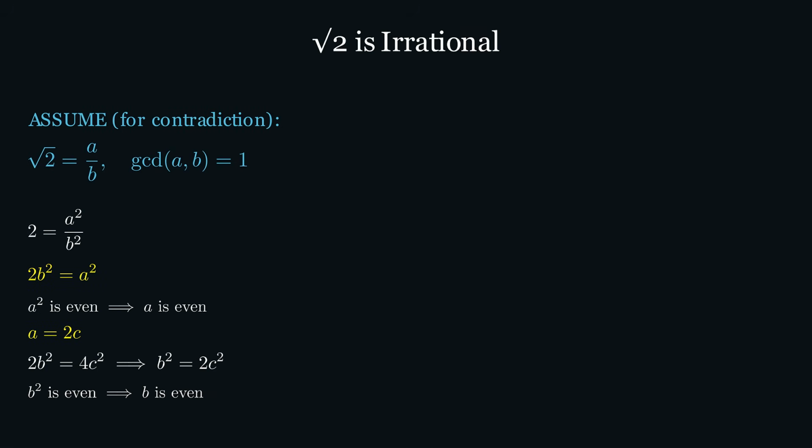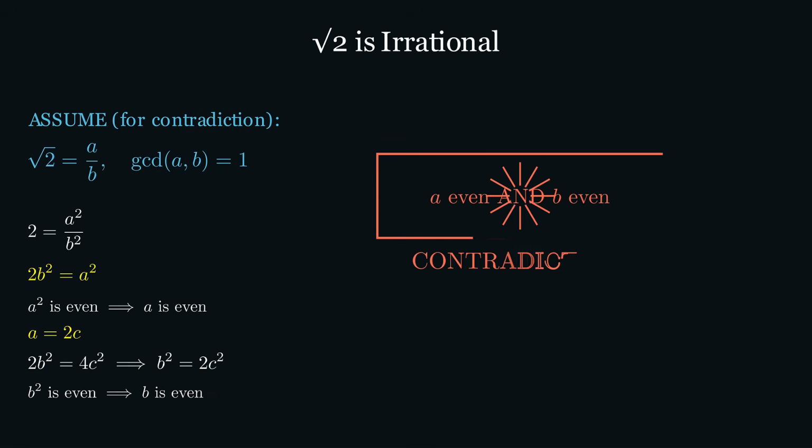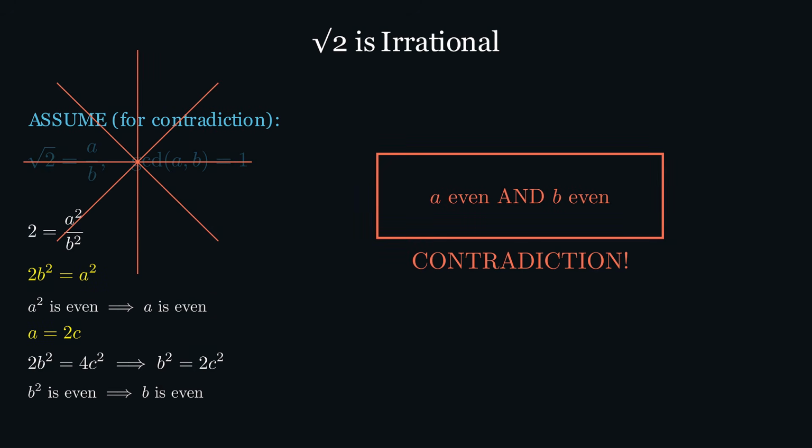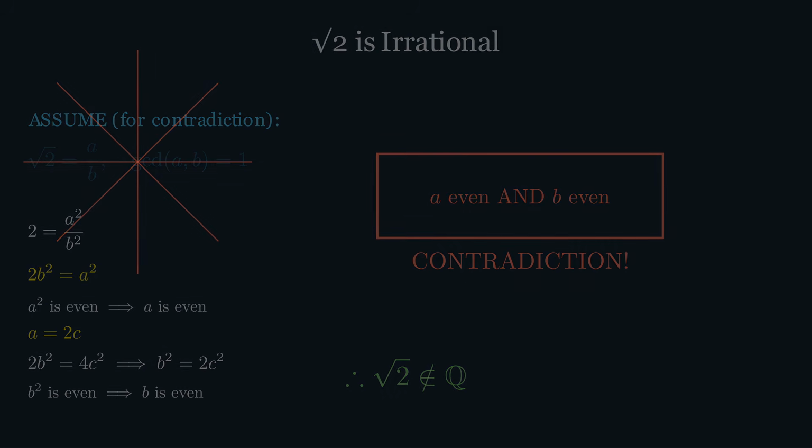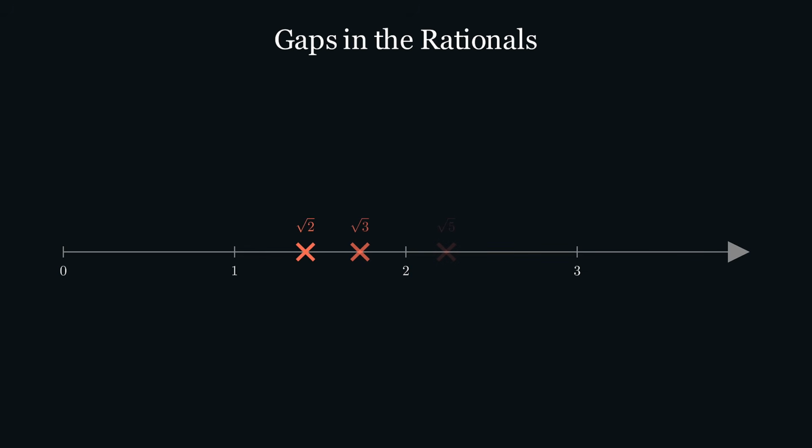Both a and b are even, contradicting the assumption that they share no common factors. Therefore, the square root of 2 cannot be rational. A gap exists in the rational numbers where the square root of 2 should be. Similar gaps exist for the square root of 3, the square root of 5, pi, e, and infinitely many other values. The rationals are dense yet incomplete.